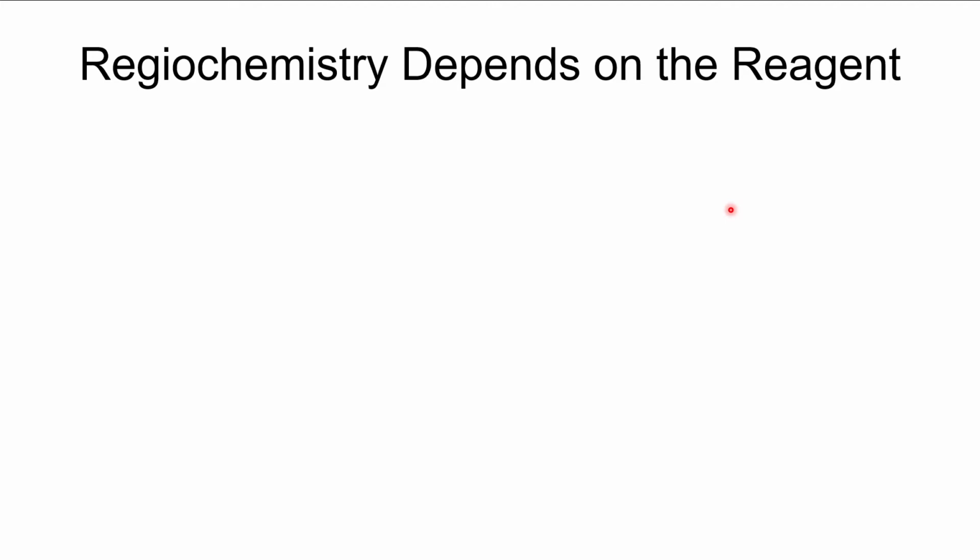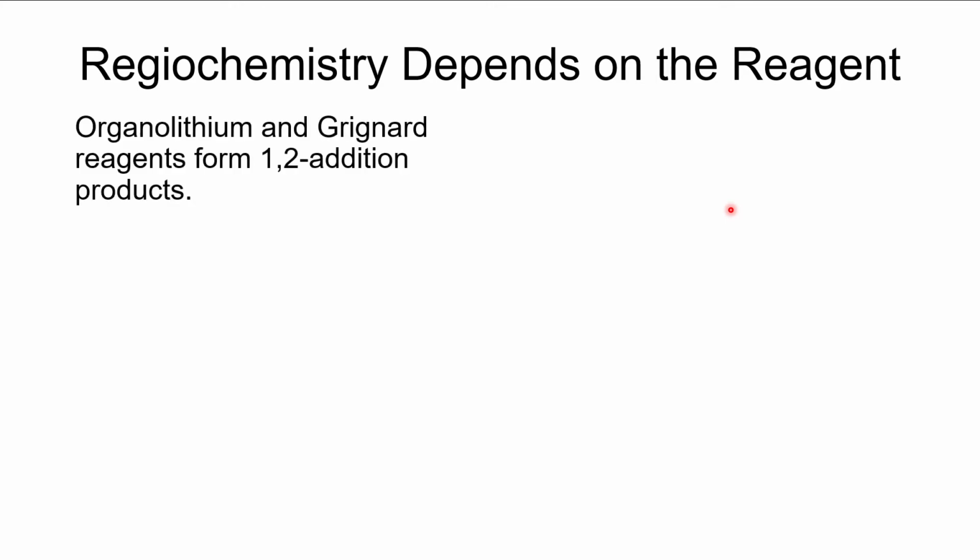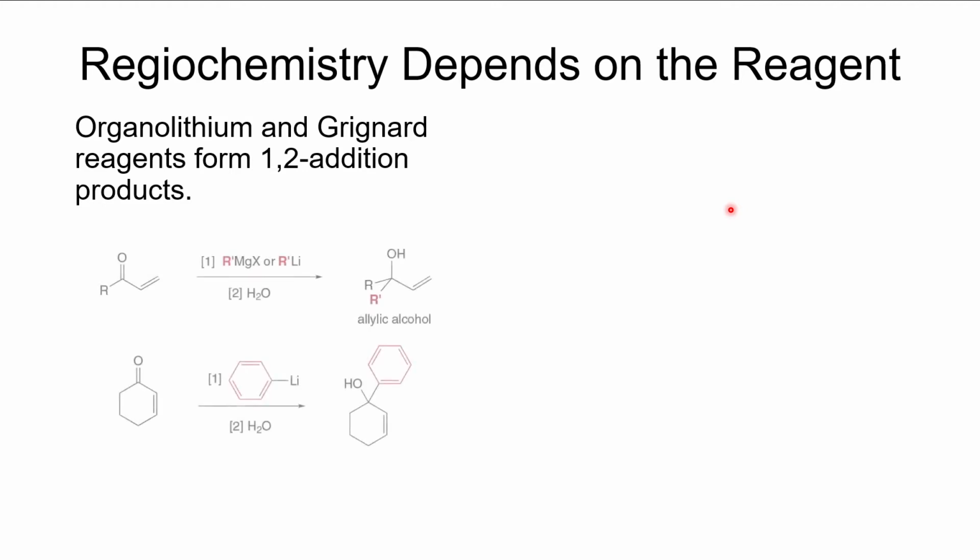So which carbon the nucleophile attacks is going to depend on which reagent you choose. If you choose an organolithium reagent or a Grignard reagent, you're going to get attack 1,2. You're going to get attack at the carbonyl, which will give us the 1,2 addition product. So here it just ignores that conjugated pi bond there, and we're going to get direct attack at the carbonyl. So again, that's with our organolithium reagent or the Grignard reagent. Either one of those will work.